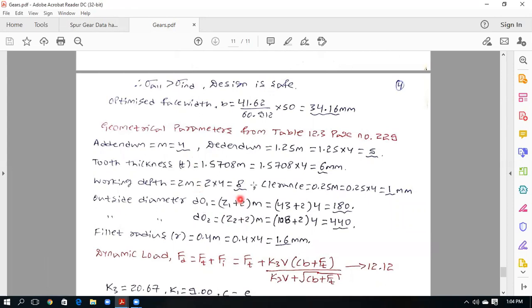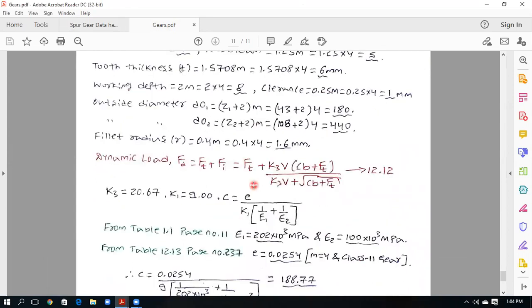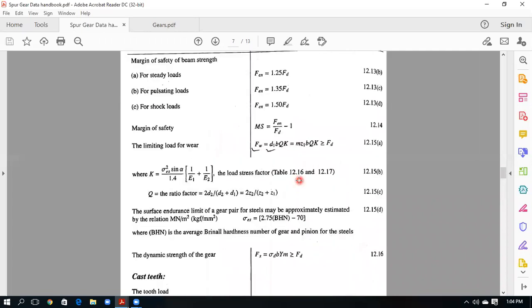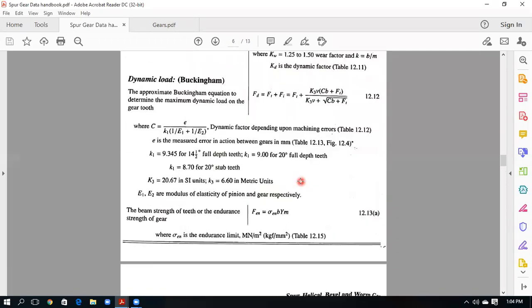After calculating all this, next is to find out the dynamic load. This dynamic load formula is there in the data book, that is 12.12. Yes, here it is. This is the formula used to calculate the dynamic load. This is Ft plus Fi. This is the formula for Fi, and here you need to note down the values of K3 and K1.